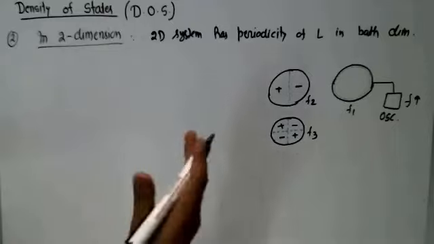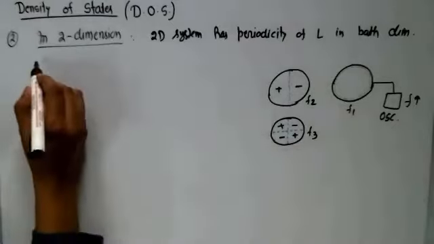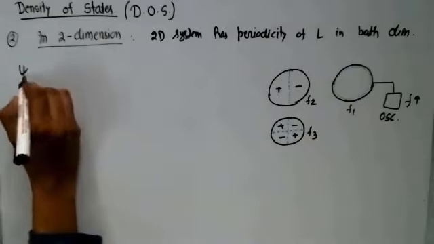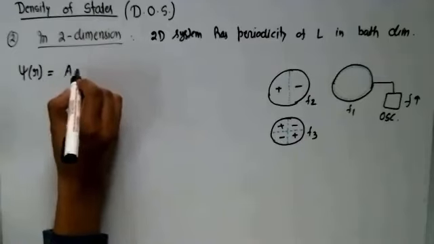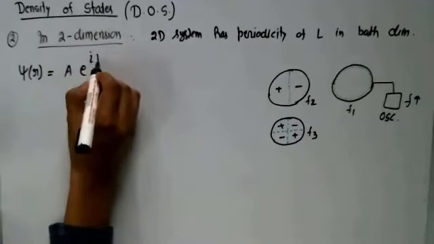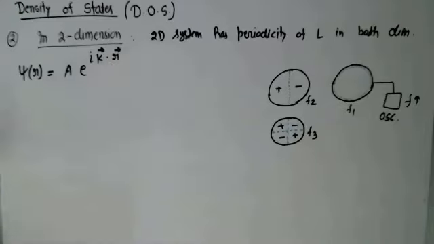So now, how many modes you're going to have, that mathematically you can write down, and that you can calculate from the expression we wrote earlier, that psi(r) will be equal to a times exponential. Now in two dimensions, I can write it like a times exponential of i k dot r.